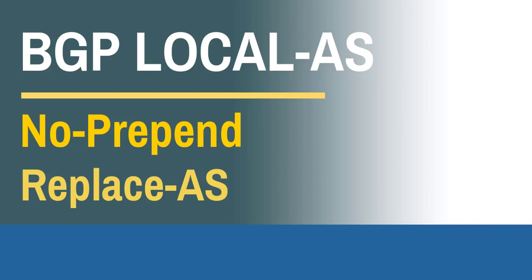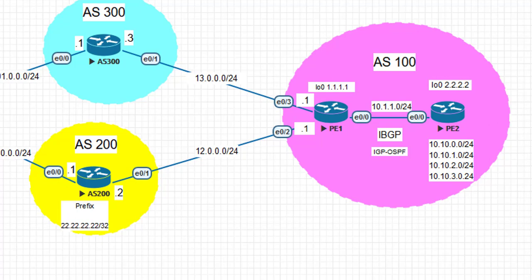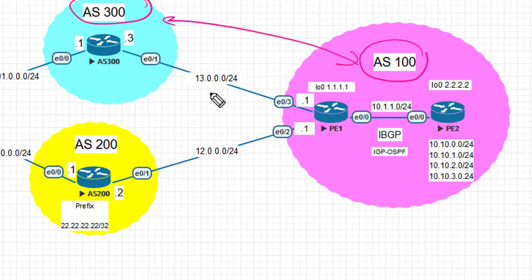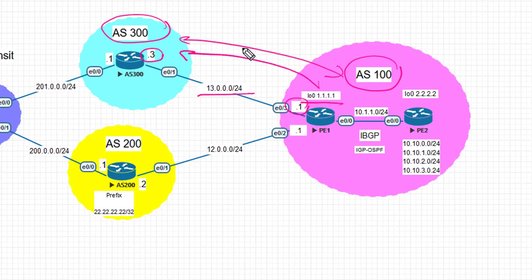Welcome back. Today we're going to take a look at BGP Local-AS and its applications. We have here AS100 that is pairing with AS300 over the directly connected interface. IP prefix used here is 13.0.0.0/24. For the purpose of testing, PE1 in the AS100 is going to advertise its loopback IP address in the BGP over to AS300.